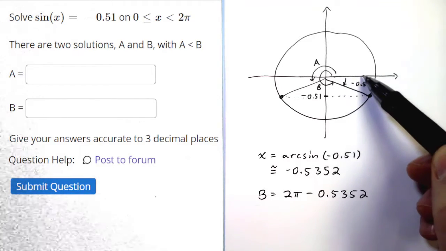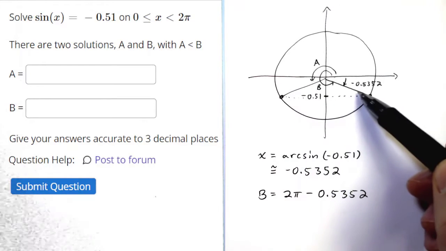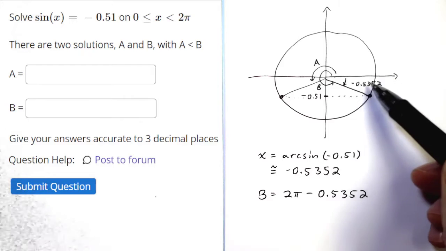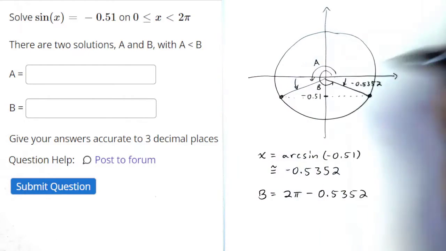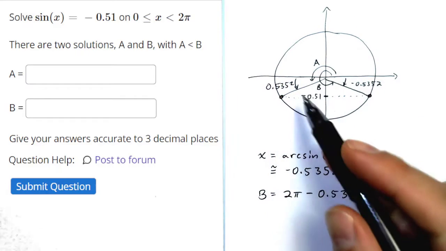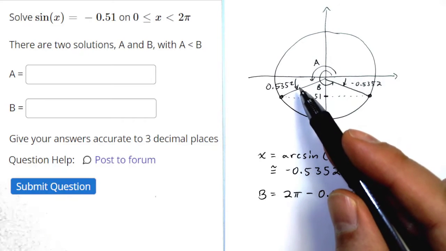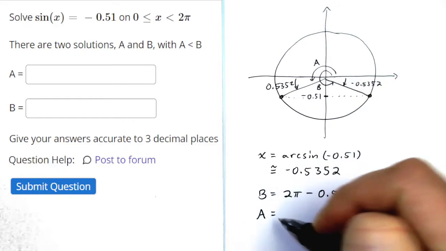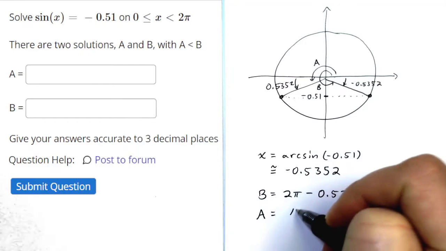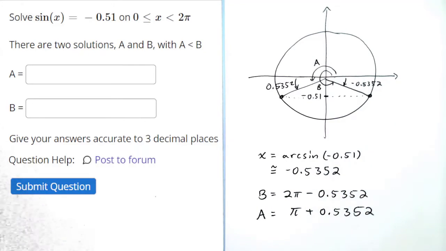And how do I get A? What I need to do is go pi radians and then go this much more. Well, this much more is exactly this quantity, but positive, right? So this angle right here is 0.5352, and I'm going to add that to pi radians, because pi gets me to here, go that much more, and I'll have A. So the answer for A is going to be pi plus 0.5352. So by looking at the circle, you can see that these are the answers.